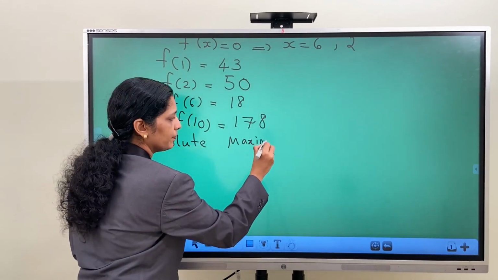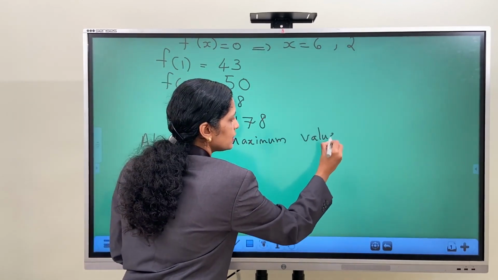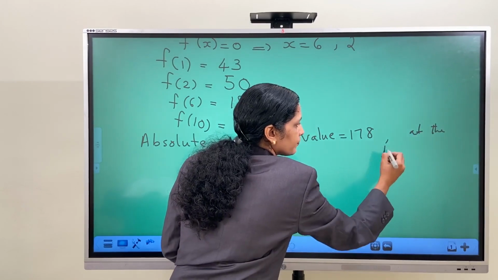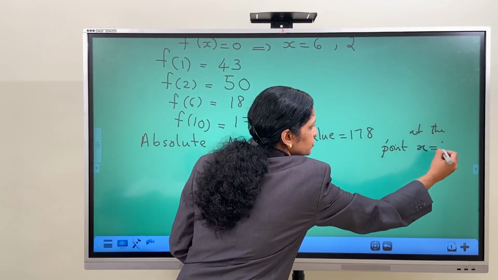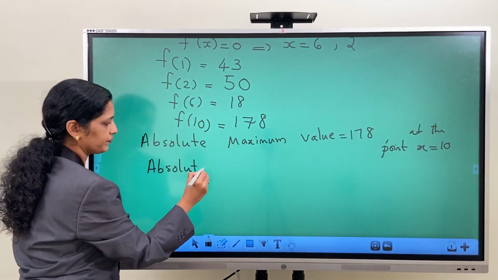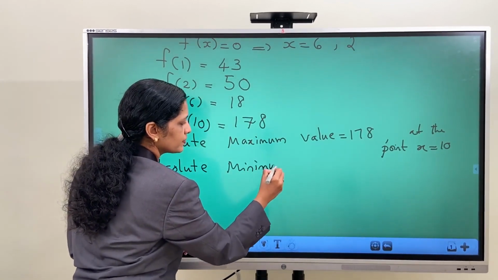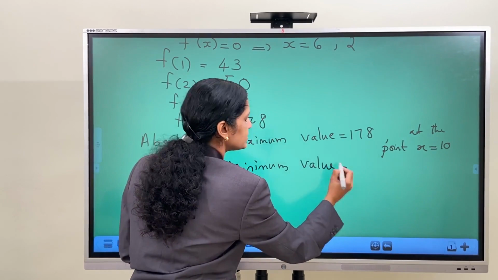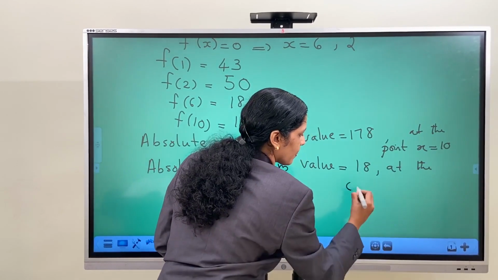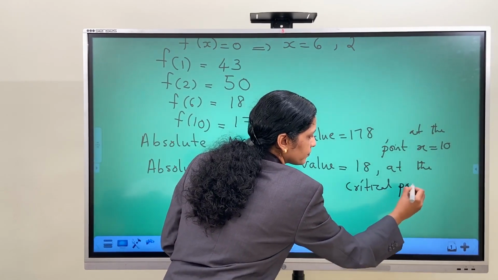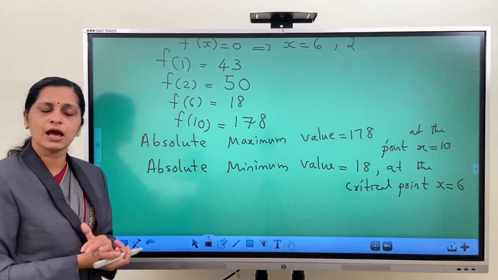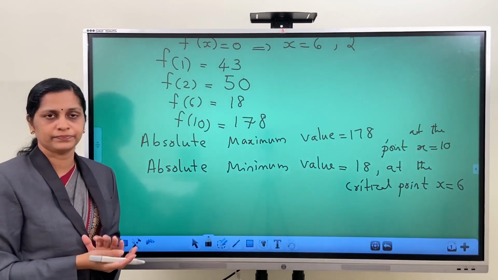Absolute maximum value is equal to 178 at the point x is equal to 10. That's the end point. And absolute minimum is equal to 18, that is at the critical point x is equal to 6. This is the method of finding absolute maximum and absolute minimum.